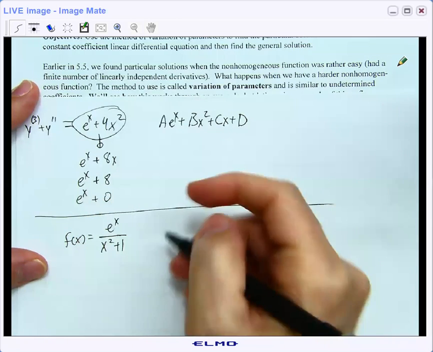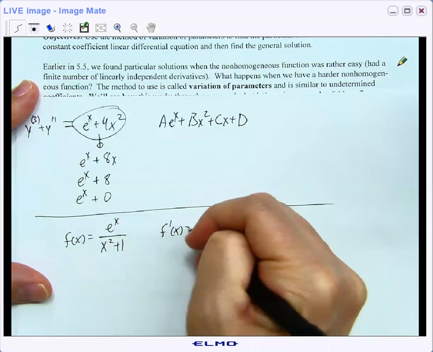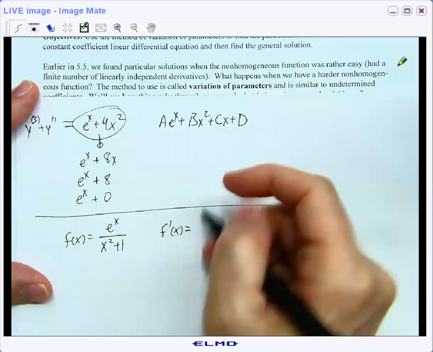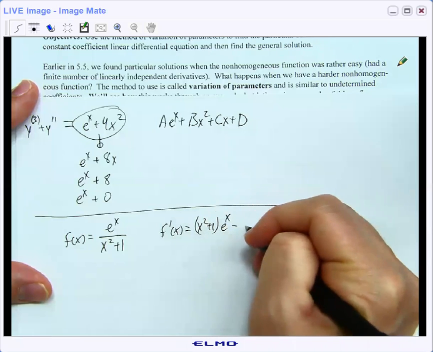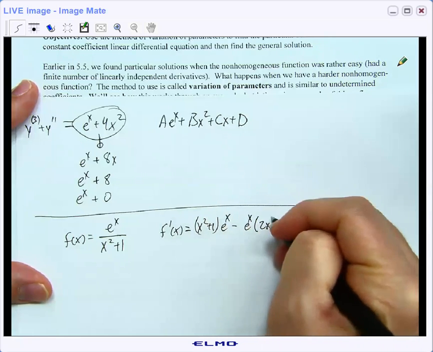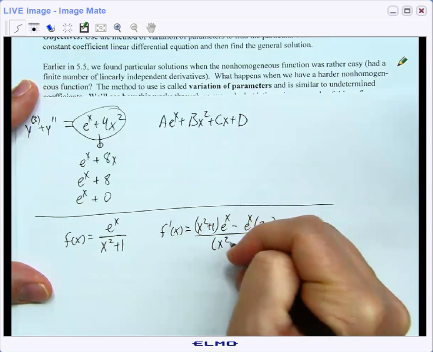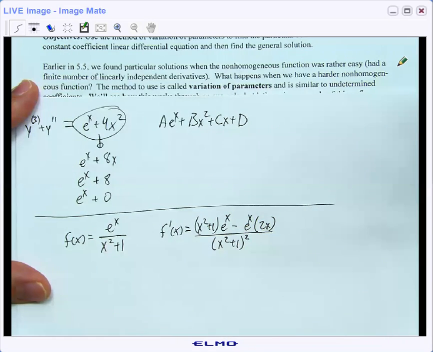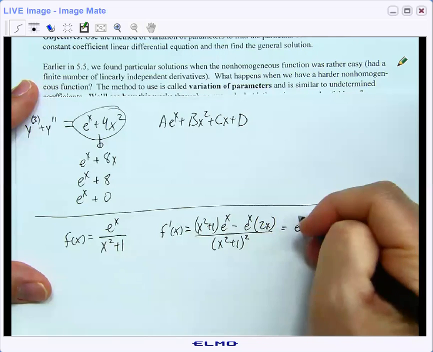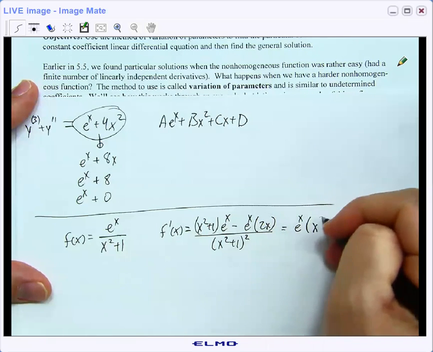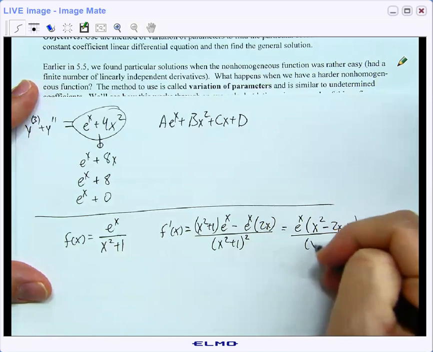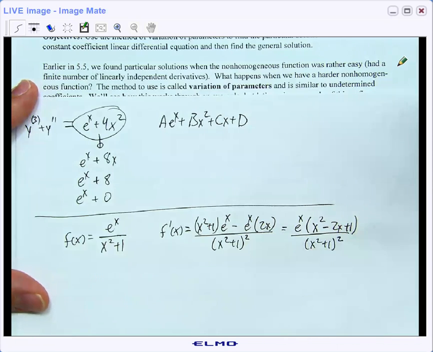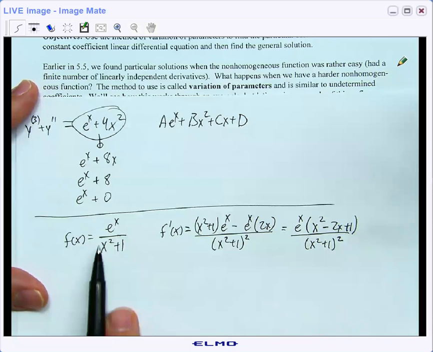Let me give him a name, we'll call him f of x. If I find f prime of x, we're going to need the quotient rule, which will tell me to do x squared plus 1 times e to the x minus e to the x times 2x over x squared plus 1, quantity squared on the bottom. I can factor out an e to the x on the top, getting x squared minus 2x plus 1 over x squared plus 1 quantity squared. And that is harder and more difficult than the original.